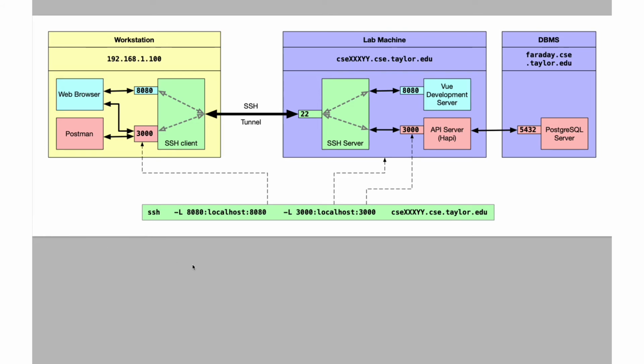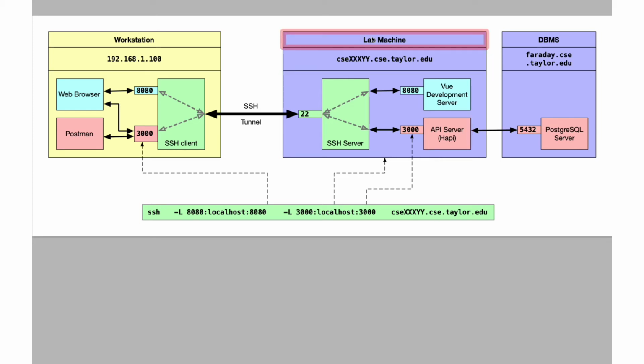Now the way we configure that is we add some additional flags to SSH. So for a normal SSH command, we just say SSH, and then we give the name of the server that we want to connect to. Again, this also has to happen within the confines of the virtual private network connection.